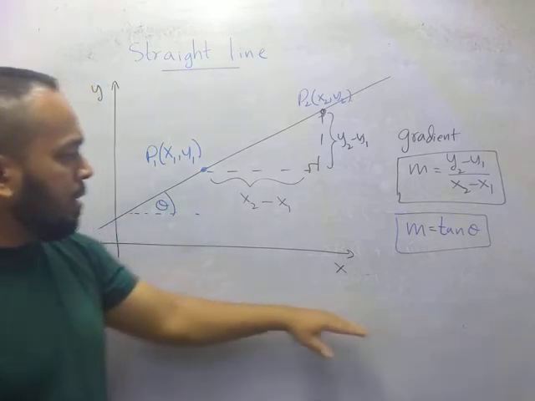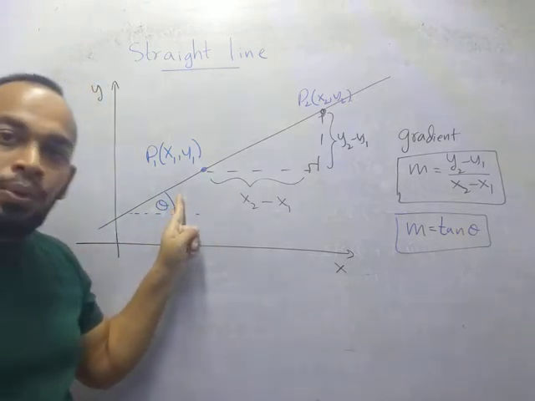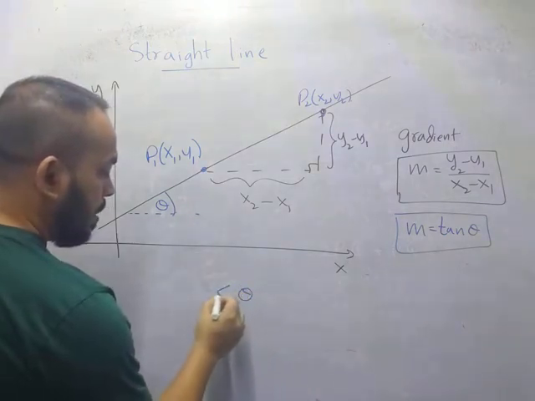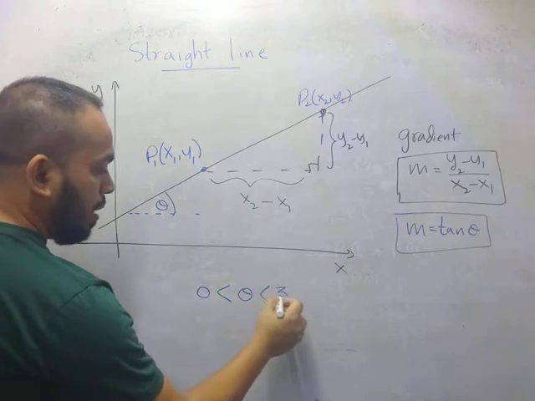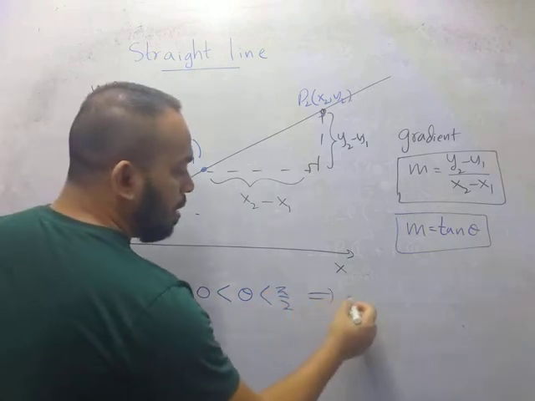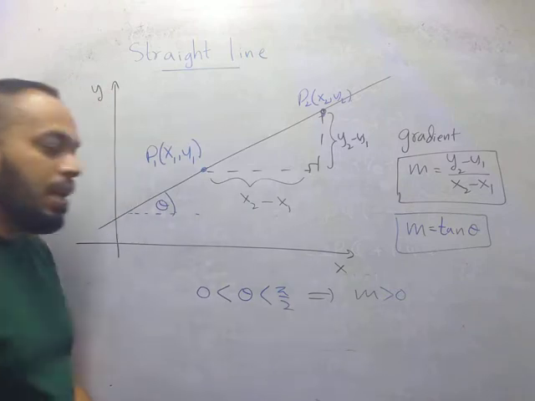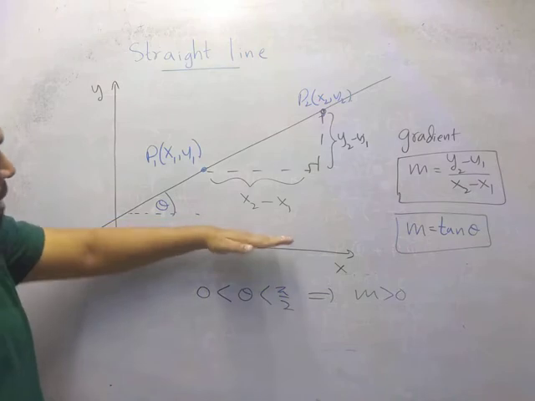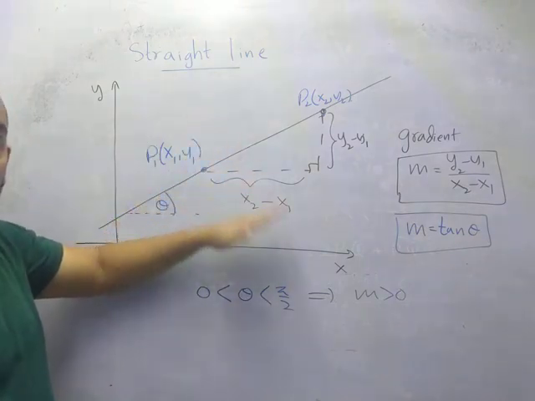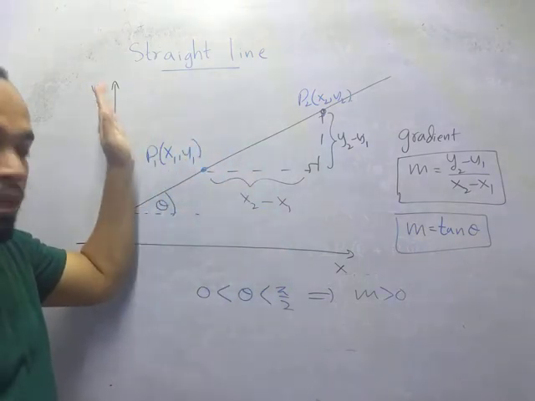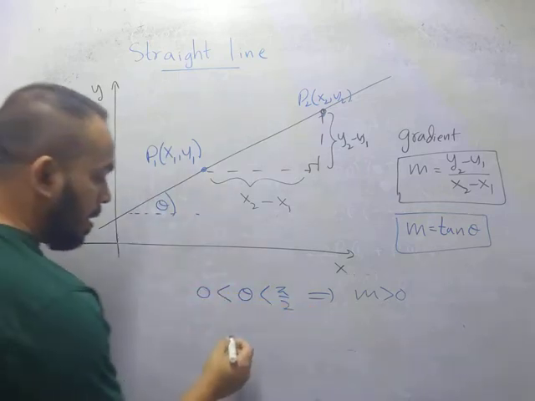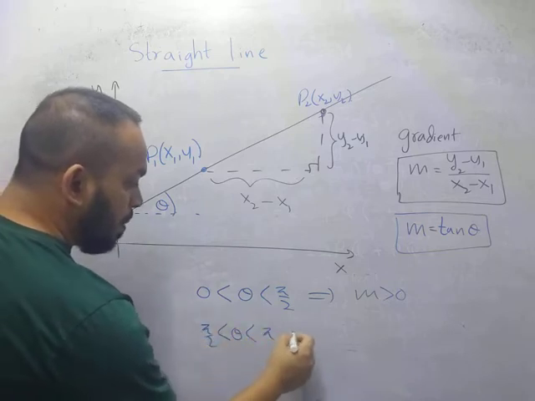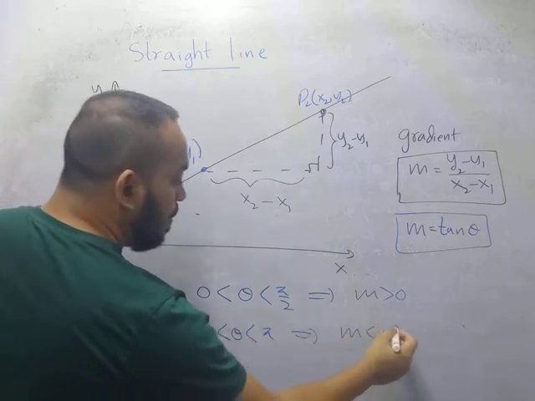So notice here, this angle is acute. If theta is between 0 and pi by 2, then m would be positive, the gradient would be a positive value, because tan theta would be positive. That means if the line makes an acute angle, you get a positive value. If theta is beyond pi by 2, then you get a negative gradient.